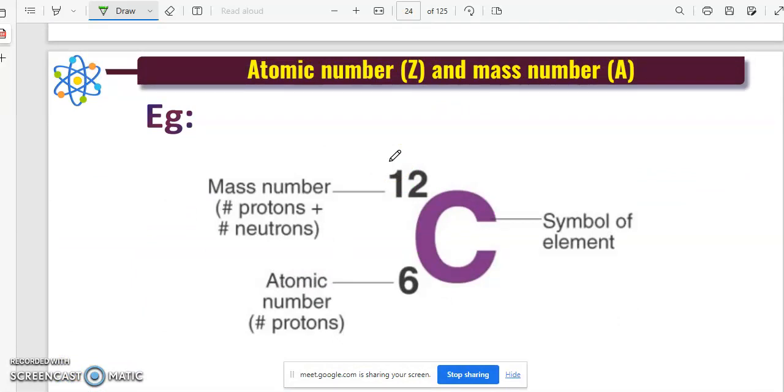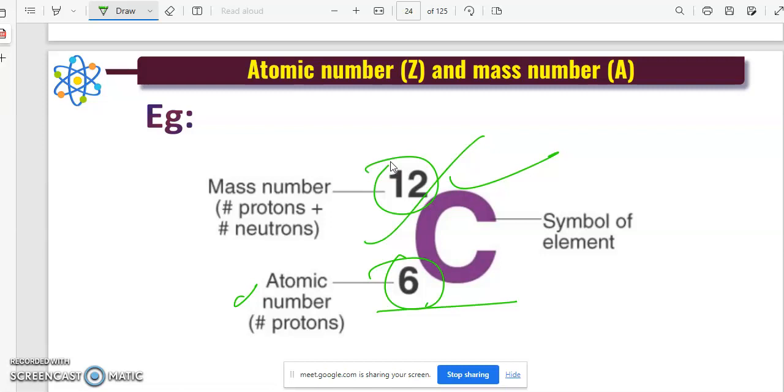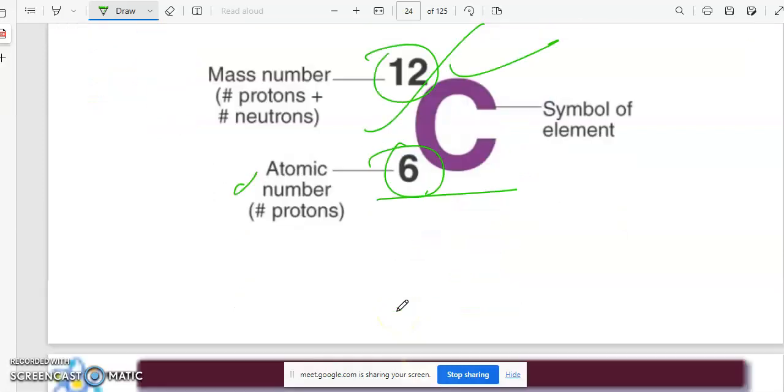So let's take a simple example to understand this. For example, we are having carbon. The atomic number of carbon is 6. If we represent it, atomic number is written below and mass number is written above. So here it is 6 and the mass number is 12. Mass number is the sum of the number of protons and number of neutrons.